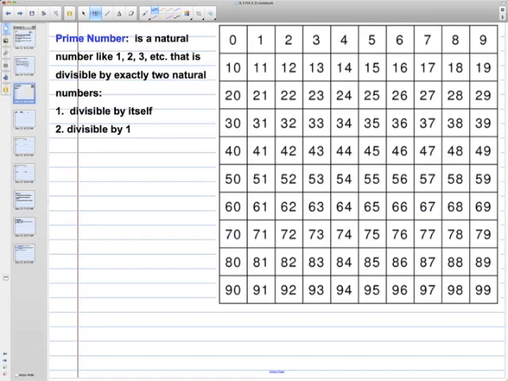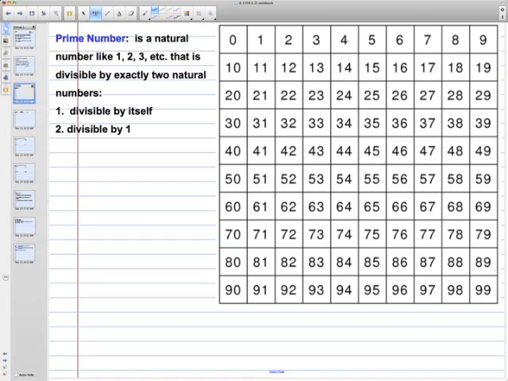First thing we'll do is enter prime number into your key points, part of your Cornell notes. A prime number is a natural number, like the counting numbers 1, 2, 3, etc., that is exactly divisible by 2 natural numbers. And those natural numbers happen to be itself and 1.